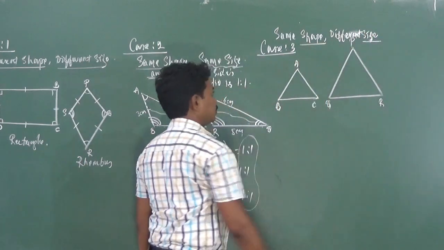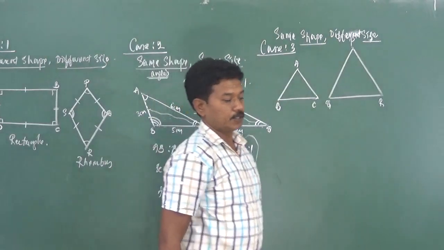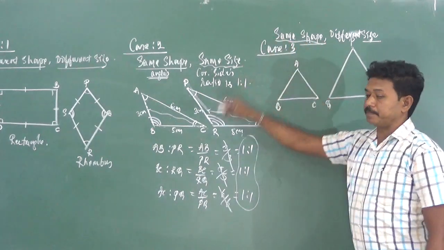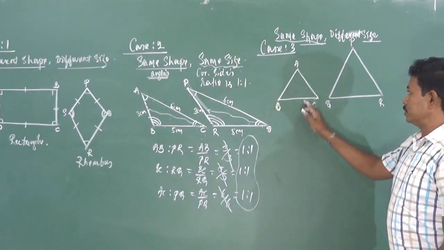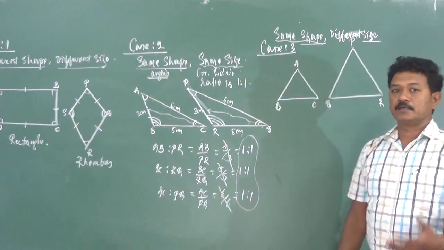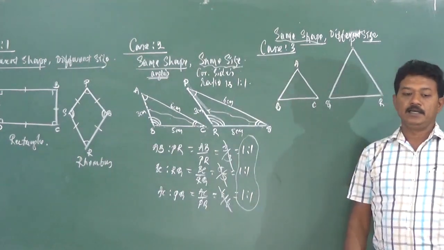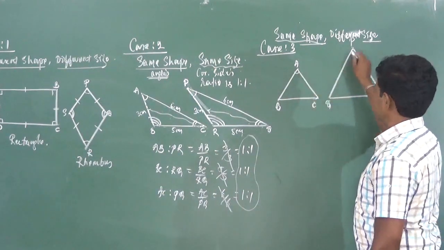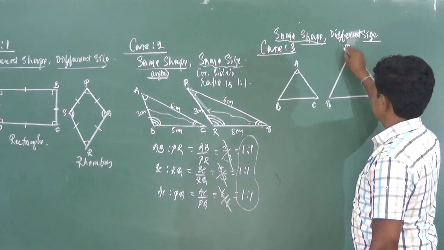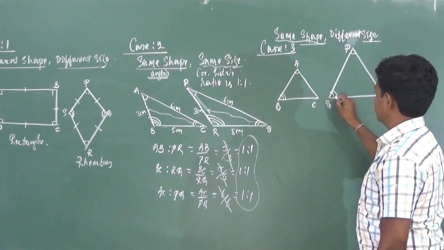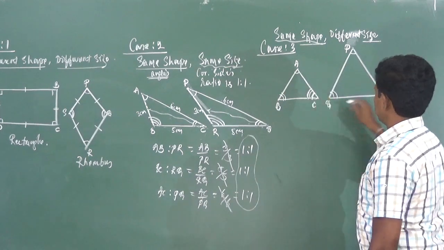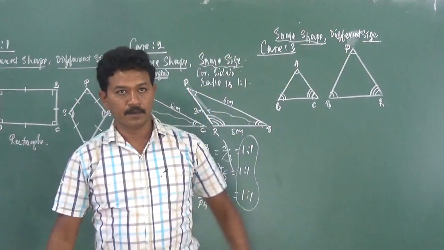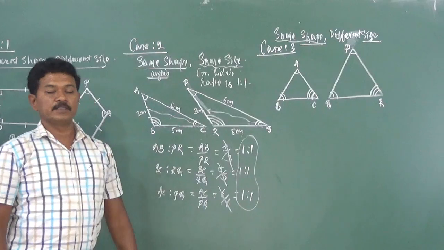Okay, same shape, different size. So, case 3. You can answer me why they have the same shape. If I ask you, why do these two triangles have the same shape? Sir, these two triangles have the same shape because their corresponding angles are equal. This angle is equal to this, this angle is equal to this, and this angle is equal to this, because they are corresponding angles. As their corresponding angles are equal, therefore they have the same shape.